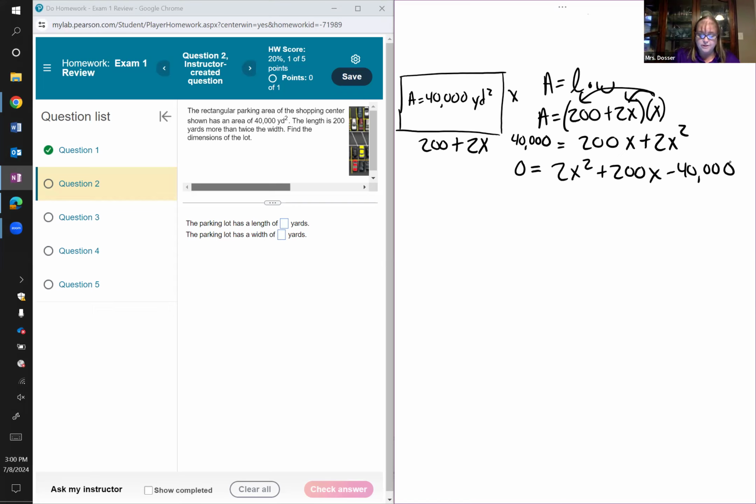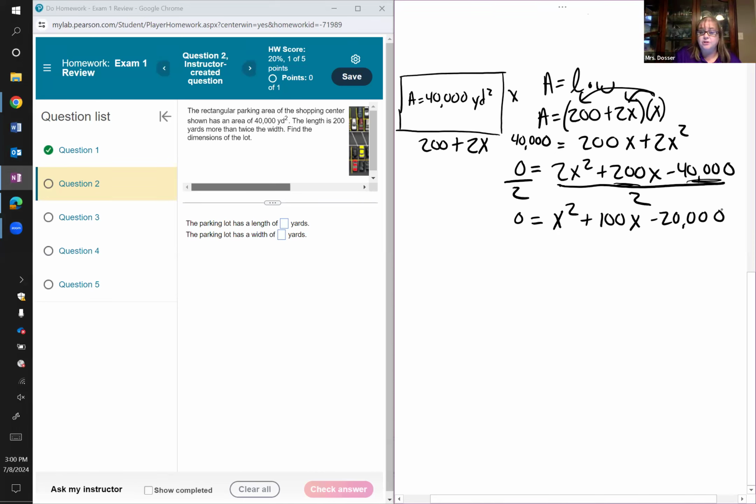Now, when trying to factor this one, we notice that with this 2 out front, it's more difficult to factor. But because they all have a factor of 2, we can divide the entire thing by 2. And again, as long as we do it on both sides, we keep ourselves legal. So we're going to divide by the 2 on the left and on the right. On the left, 0 divided by 2 still gives us 0. On the right, remember, we have to divide everything by 2. So the 2x squared divided by 2 gives us just x squared. 200x divided by 2 gives us 100x. And negative 40,000 divided by 2 gives us negative 20,000.